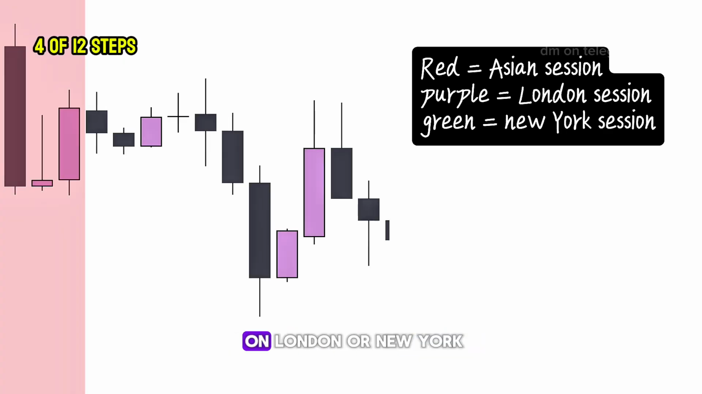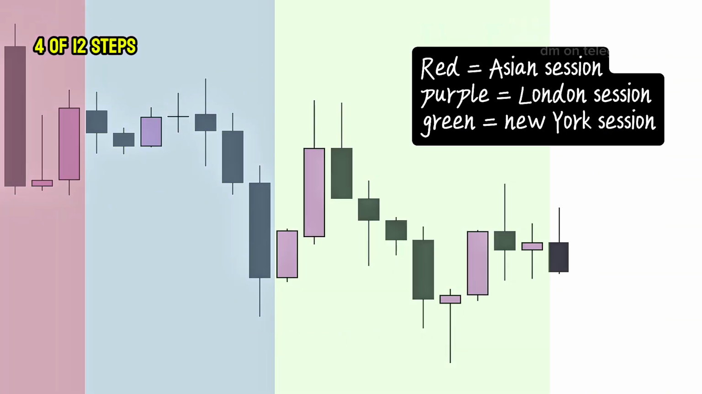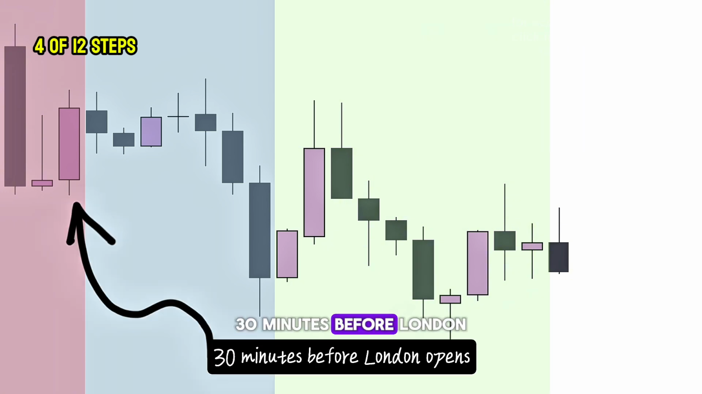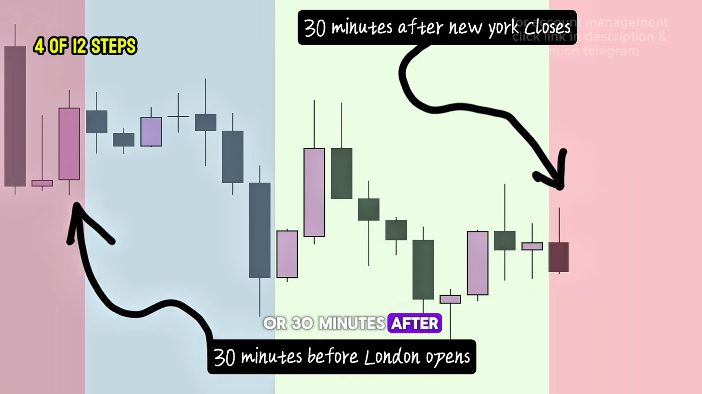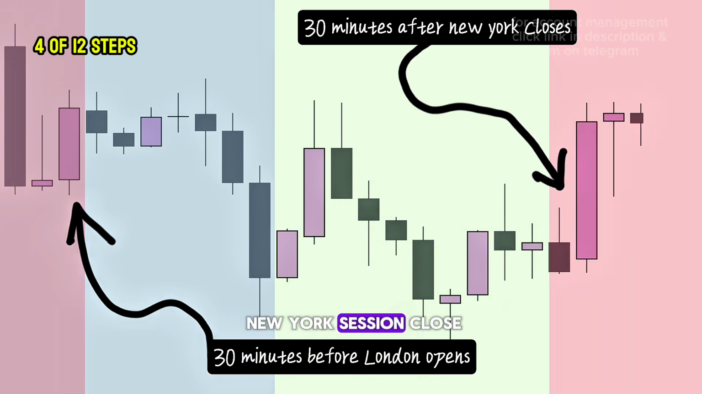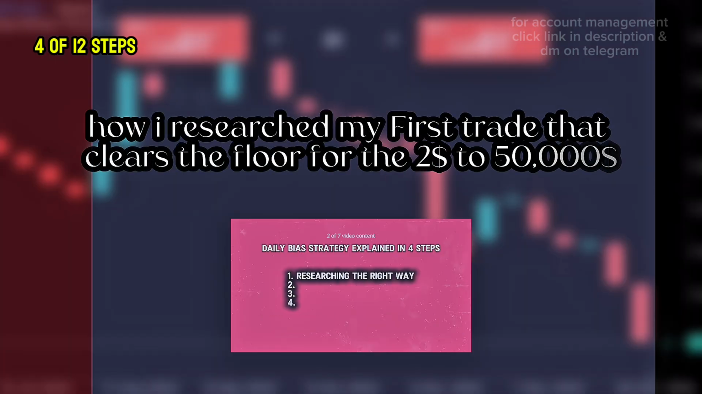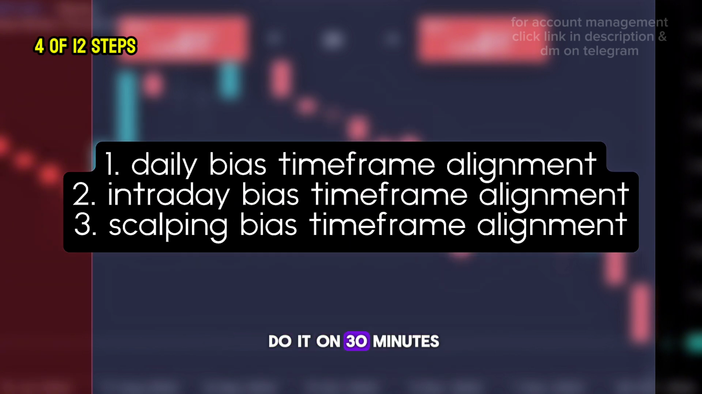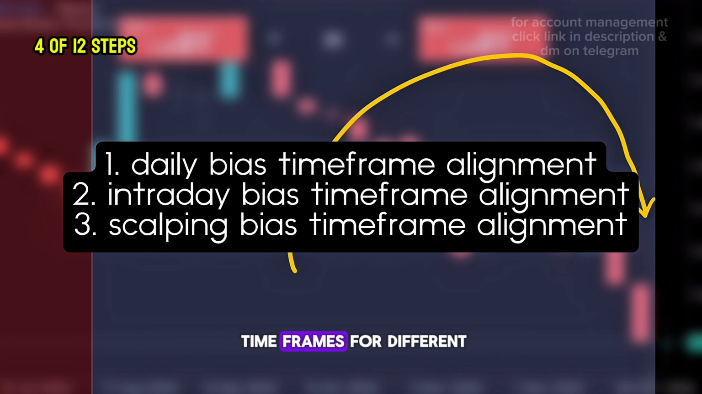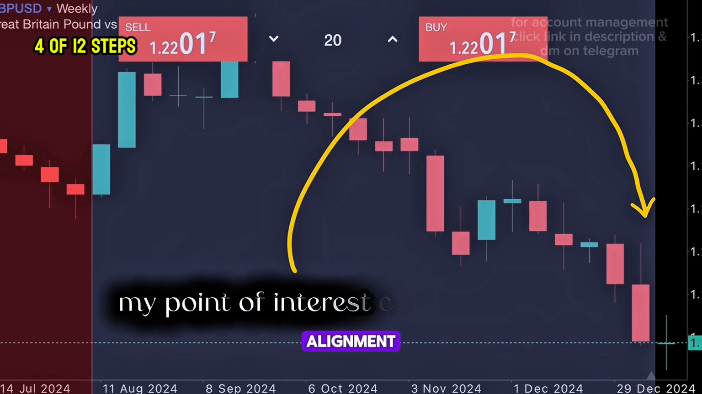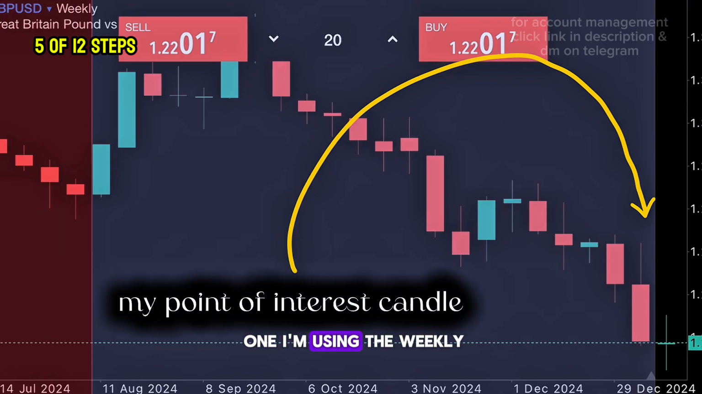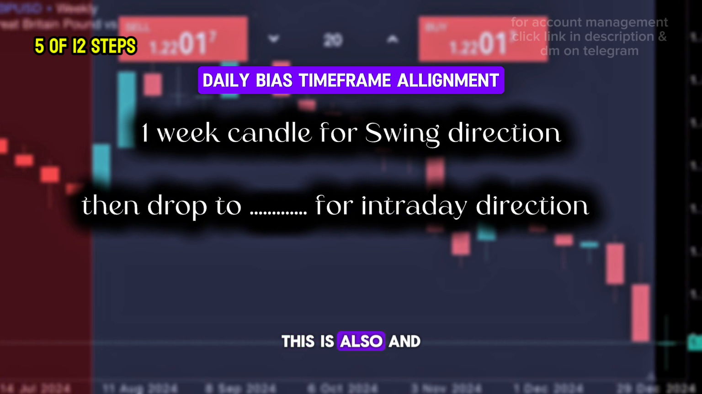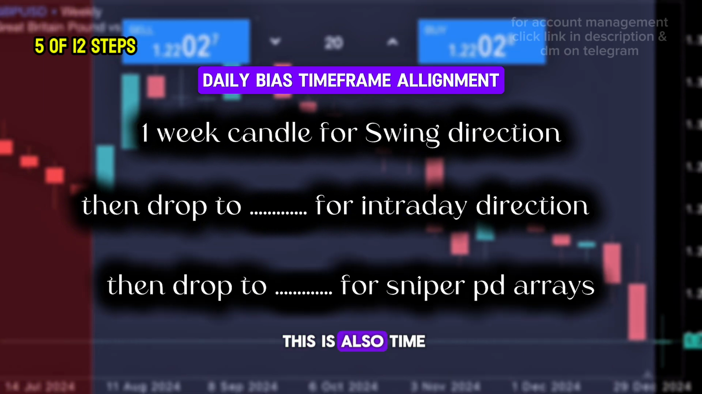Let's say if you trade on London or New York, you either want to check your daily bias or confirm it 30 minutes before London session open or 30 minutes after New York session closed. And how I applied this first step on my first trade is that I went to the weekly time frame. Normally I'm supposed to do it on 30 minutes, but we have different time frames for different alignments. So for this one, I'm using the weekly time frame.